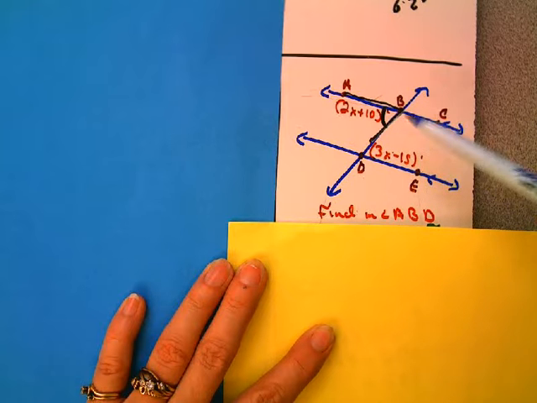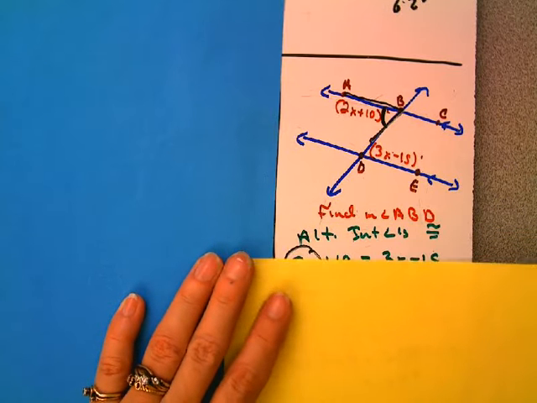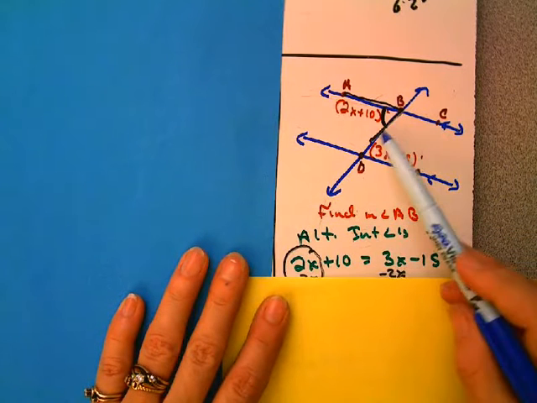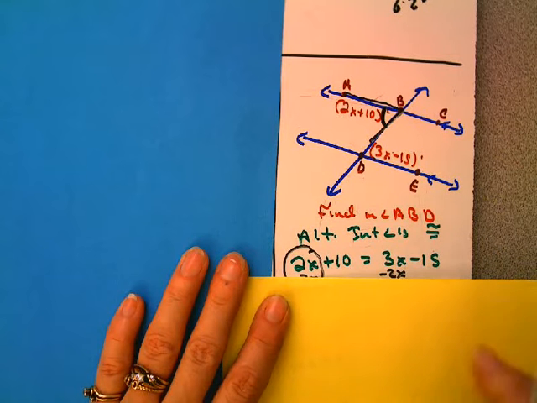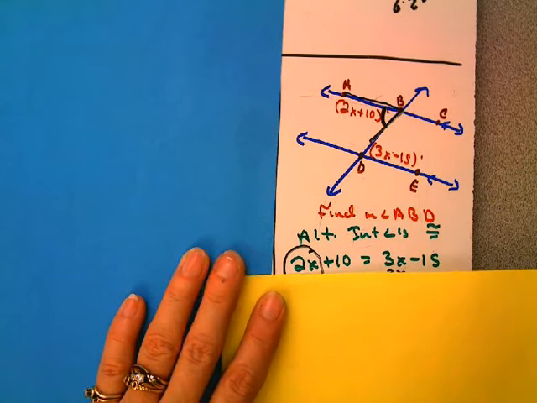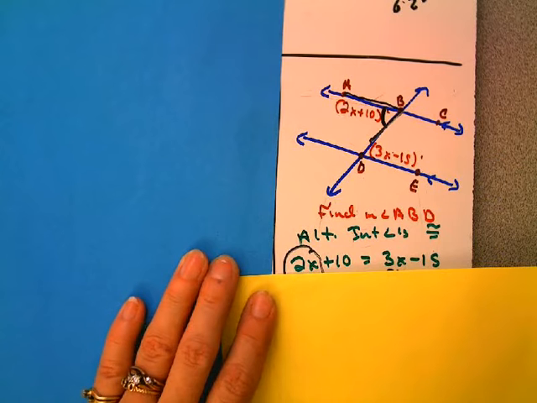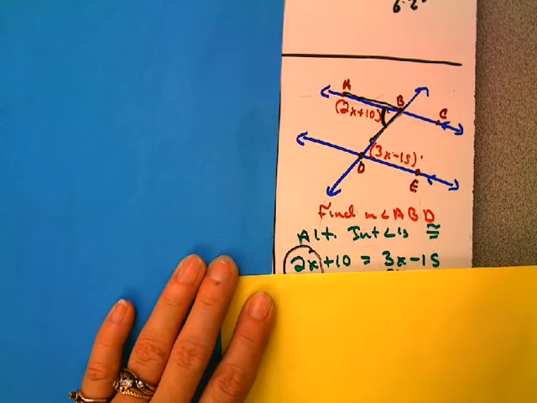Well, I have a 0 here now. And what comes down is 10, and that equals 3x minus 2x, which is x, minus 15. Now I need all my numbers on the other side, so I add 15 to both sides. And that gives me 25 equal to x. But I'm not done yet.